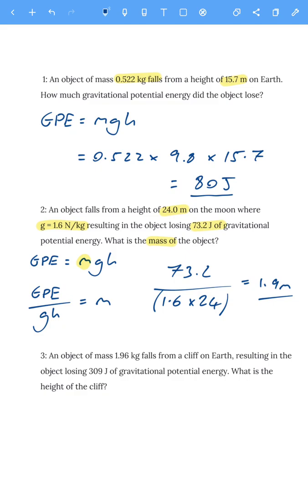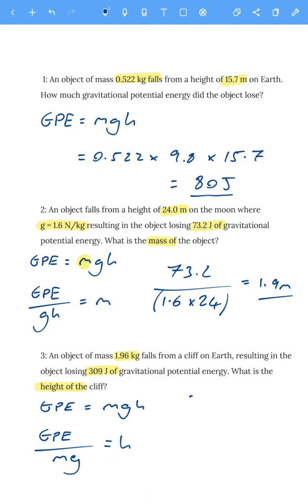Third one then, so we've got an object of mass 1.96 kilograms, falls from a cliff on Earth, resulting in the object losing 309 joules of gravitational potential energy. We're going to calculate the height. So GPE equals mgh. We're going to do exactly the same as what we did in the previous question, but this time for height. So we need to get rid of a times m and a times g. So the opposite of doing that is obviously dividing. So we divide on the other side. So it's GPE divided by mg, and that will give us the height. Then we can just put the numbers in.